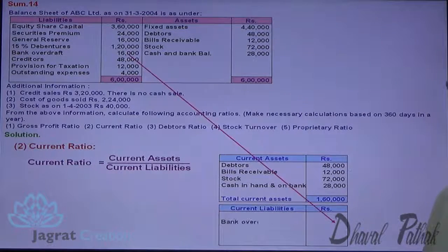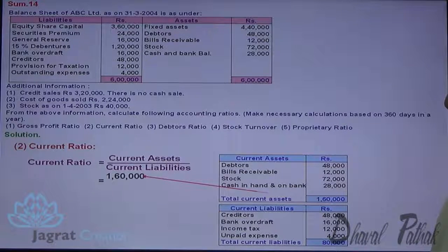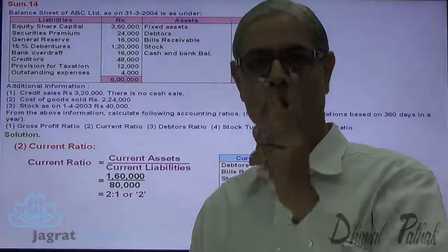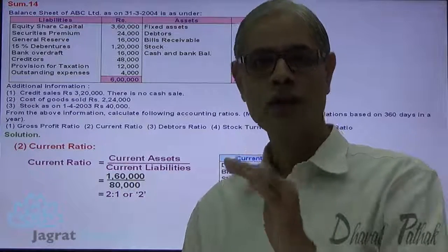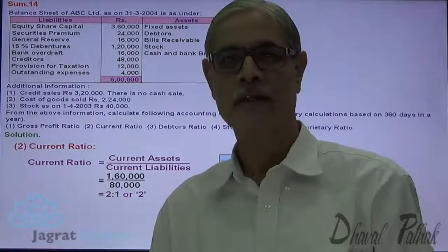So bank overdraft, creditors, tax provision, outstanding expense are the current liabilities. So 1,60,000 divided by 80,000, 2:1 is the current ratio. So we have current assets of rupees 2 to pay the current liability of rupees 1. So we hold current assets double the current liabilities. This is the explanation of the current ratio.